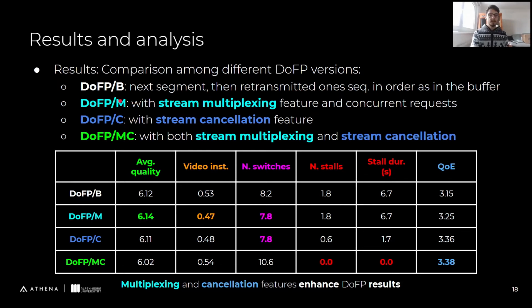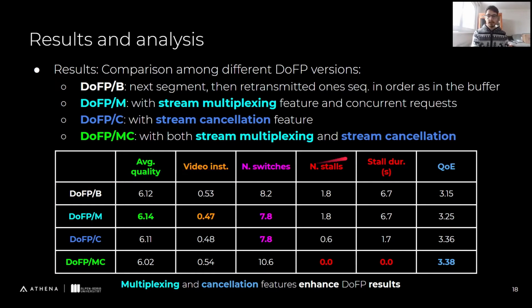Then we have the M, which is the stream multiplexing feature, so the DFP with stream multiplexing and concurrent requests. The C is with stream cancellation. And the MC, which stands for both, so multiplexing and stream cancellation.